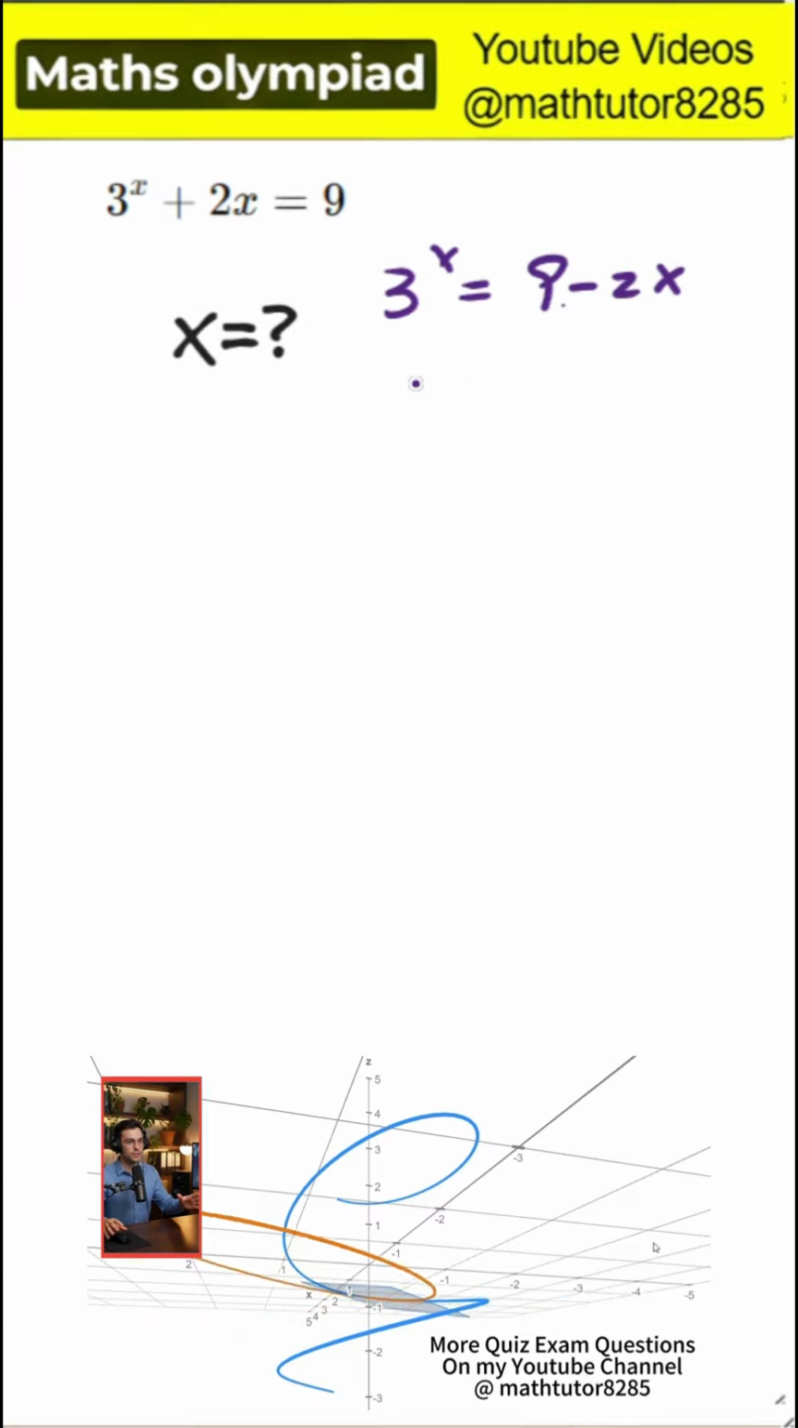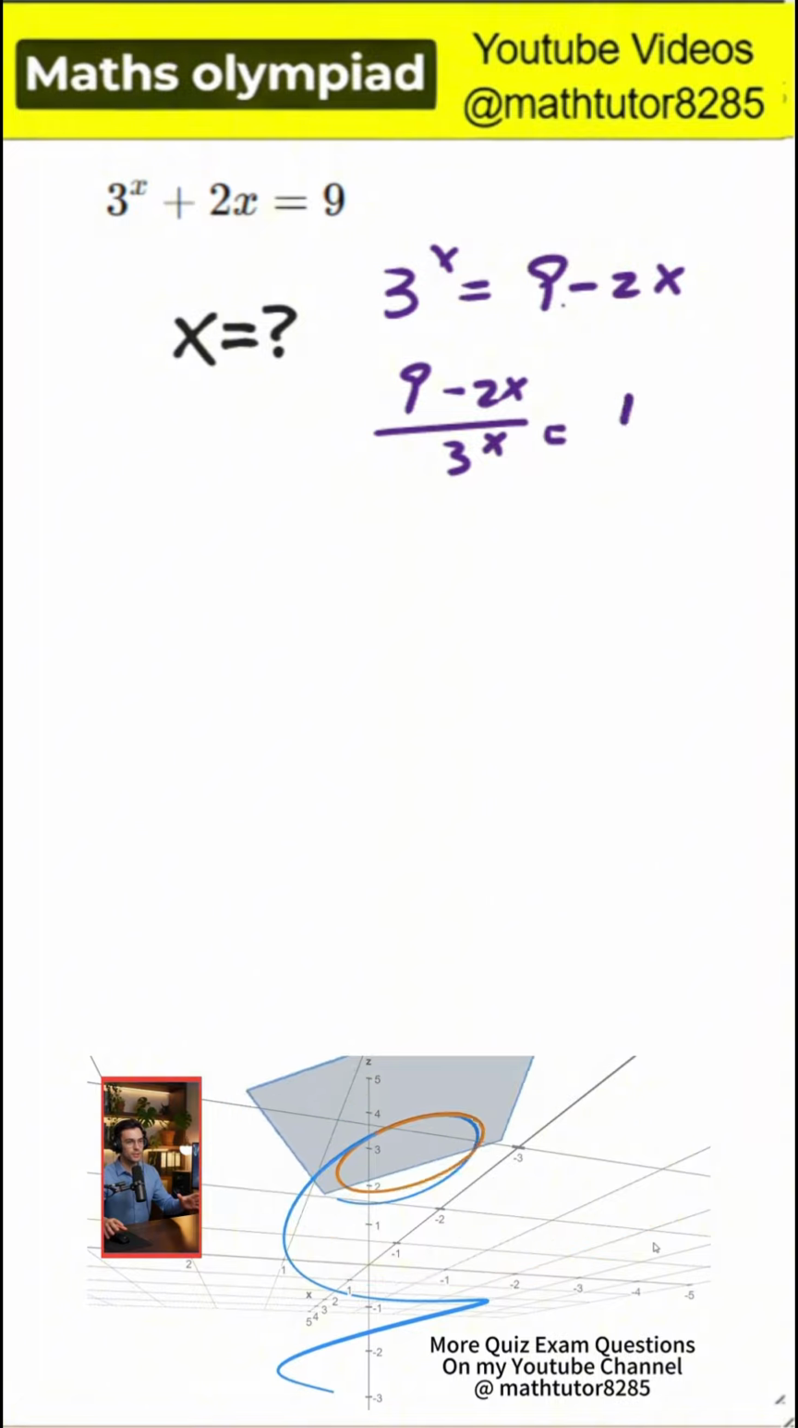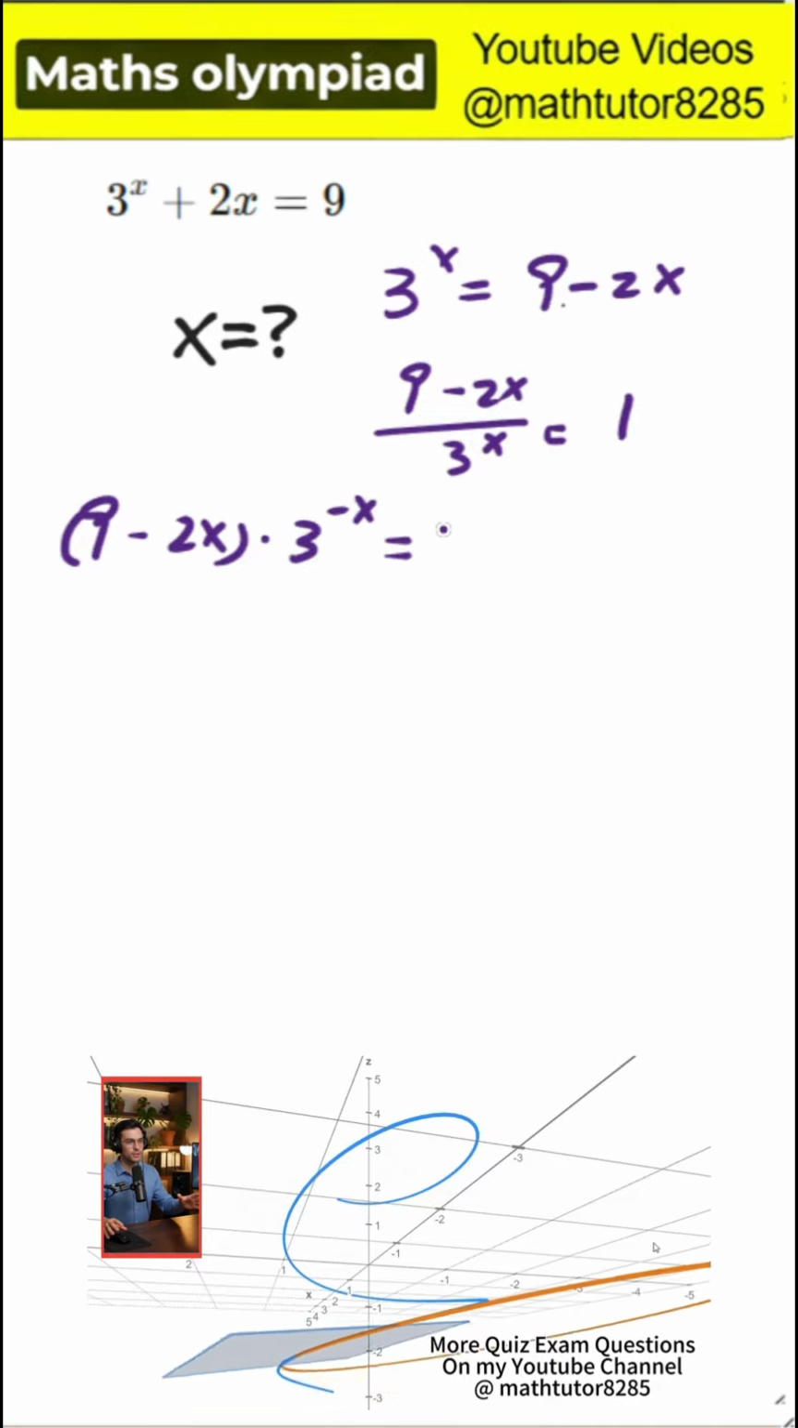Next step, normalize by dividing through. Now divide both sides by 3^x. This gives (9 - 2x) · 3^(-x) = 1. This prepares the expression as a product of a linear factor and an exponential term.